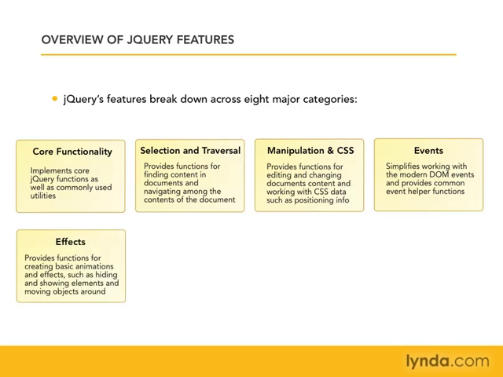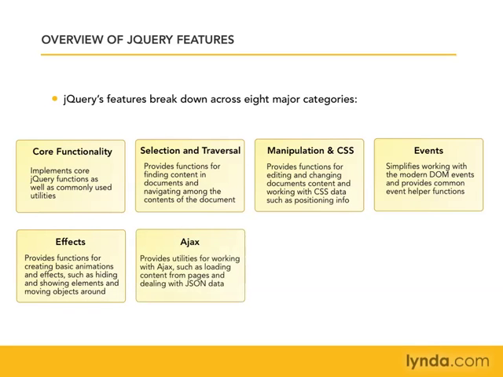This category contains functions for creating some basic animations and effects, such as hiding and showing elements, moving things around, fading things in and out, that kind of stuff. Then there's the Ajax category, and the Ajax category includes utilities for working with Ajax, such as loading content from remote pages, dealing with JavaScript object notation data, and so on.